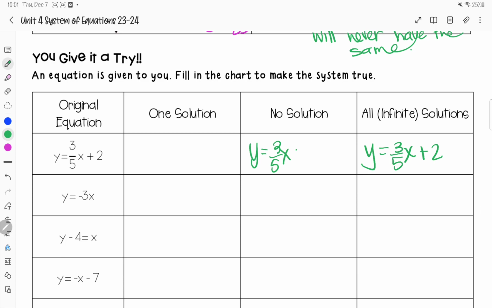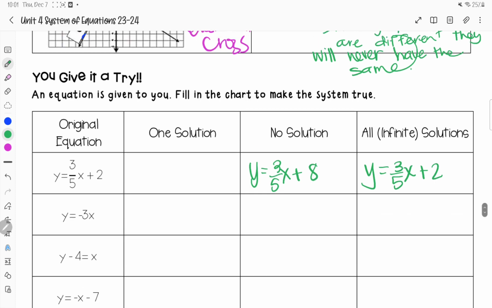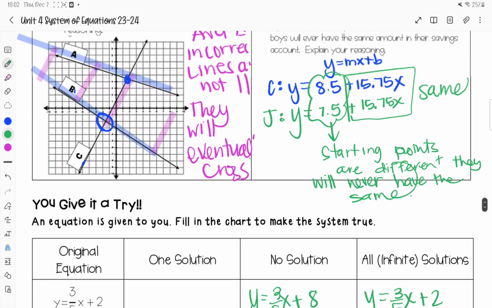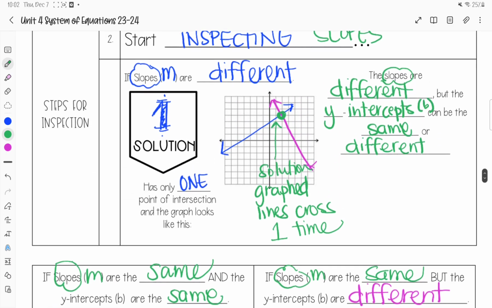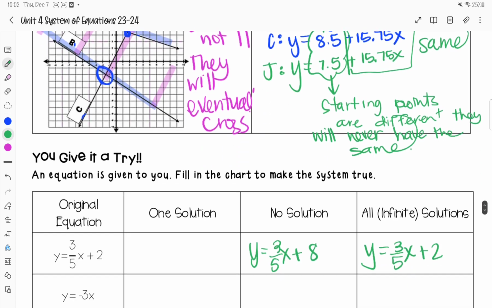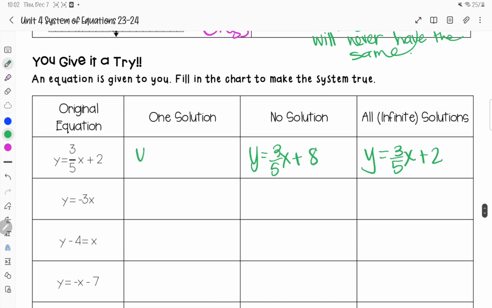this one can start at 8, -4. It can just be any number in there. It just cannot be 2. And then our last one is one solution. Well, one solution tells me that our slopes are different. I don't care if my y-intercepts are the same, but my slopes have to be different. So this would be y equals x plus 8, or you could do x plus 2.